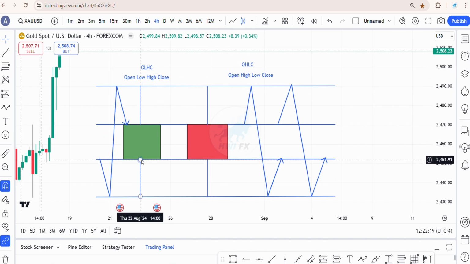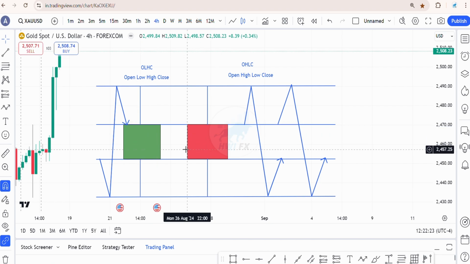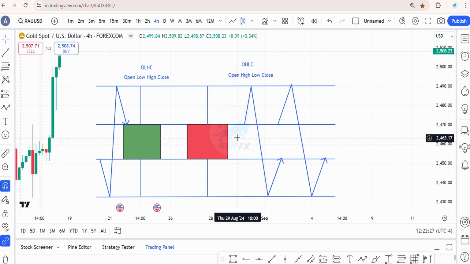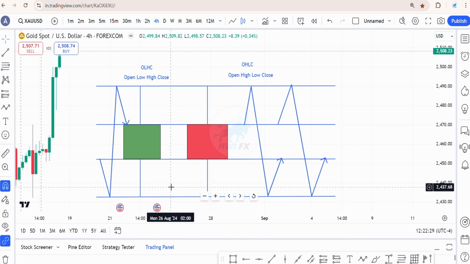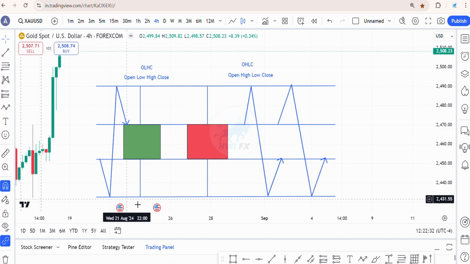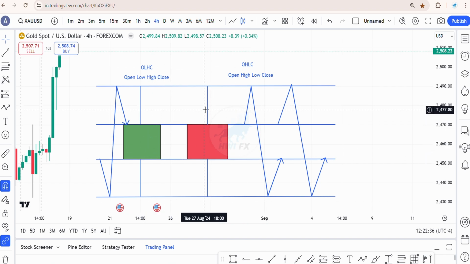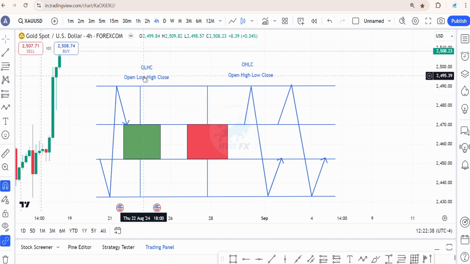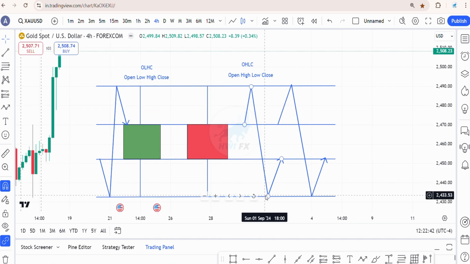Because the opening of the price and the closing of the price is very important in the market, that's why I'm starting with this to tell everyone how a candle forms. You should know about it. This is very basic, but it is very, very important. The closing of the price is very important in the market. So always remember OLHC and OHLC.